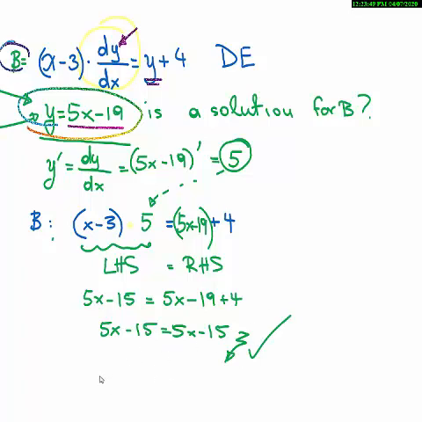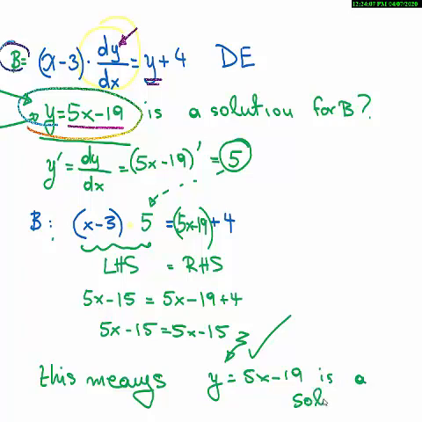So what does this tell me? This means that y equals 5x minus 19 is a solution for b. So right here I verified a solution for this equation, for this differential equation.